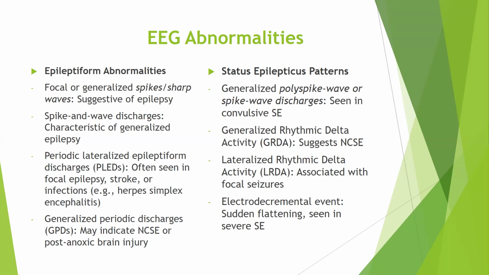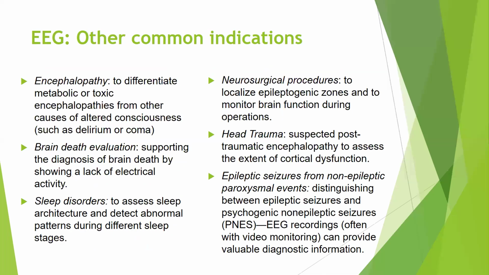A patient in status epilepticus will have polyspike wave, all right, especially in convulsive time. Then we have the generalized rhythmic delta activity. This is in patients with non-convulsive status epilepticus, no motor component, but on EEG you can see the generalized rhythmic delta activity, all right, and on and on.